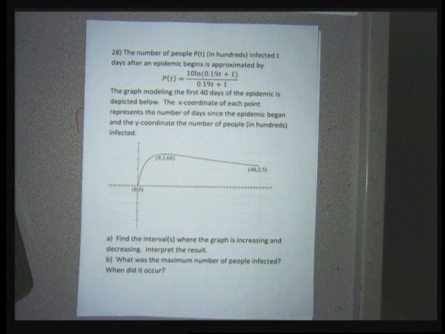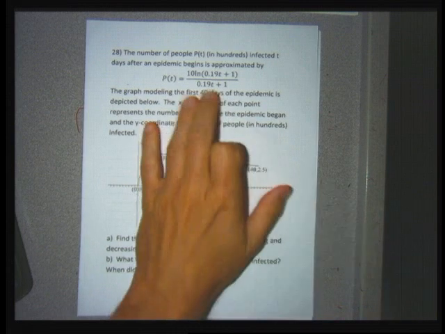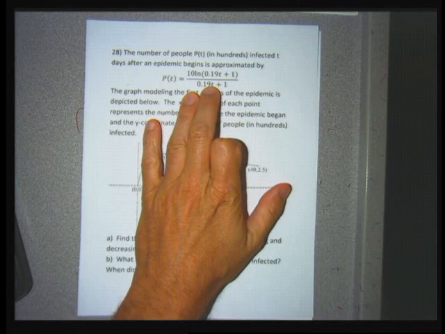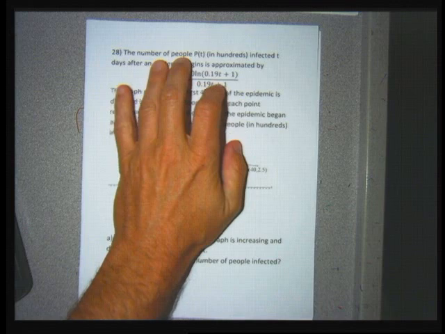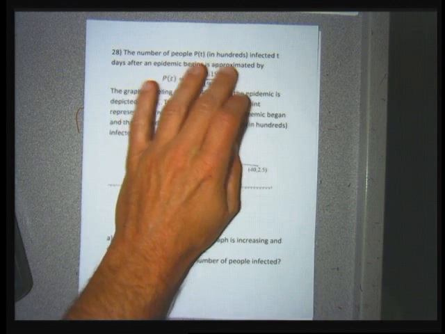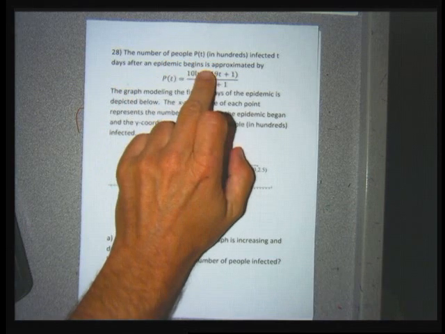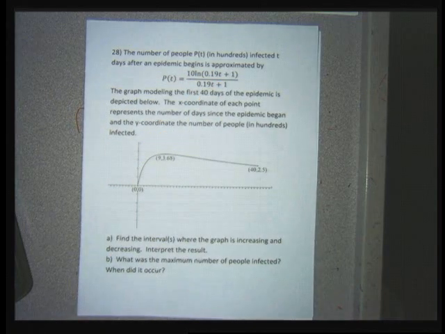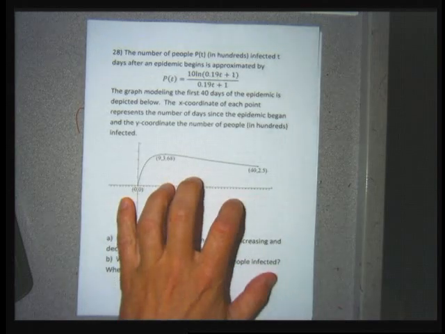So this is a moderately interesting problem, typical of what you'll see in calculus, a really unpleasant word problem. So I need to work through the problem and try to understand what the function is, even though I don't really need to know how to graph that or completely understand the function itself. But the words here say the number of people in hundreds infected T days after an epidemic begins is approximated by this nasty function. And it says this graph models the first 40 days of an epidemic.